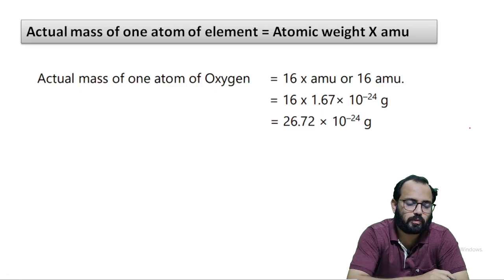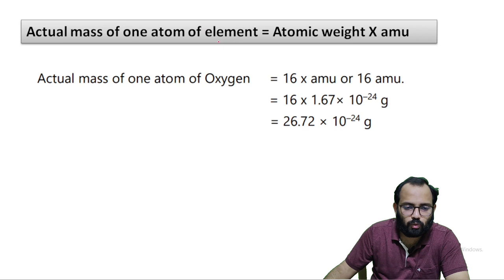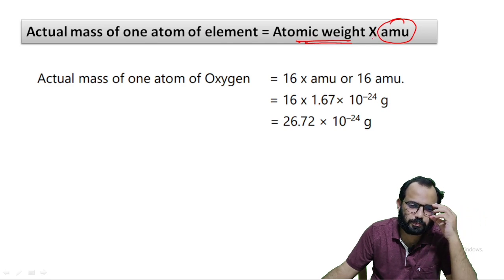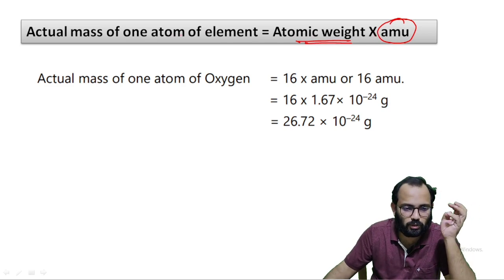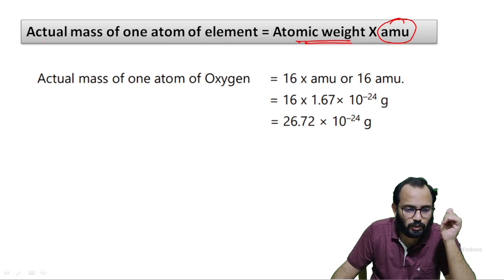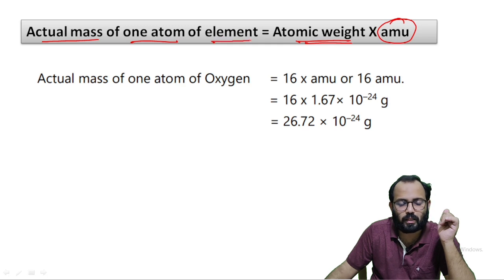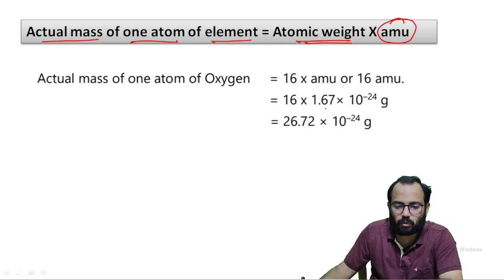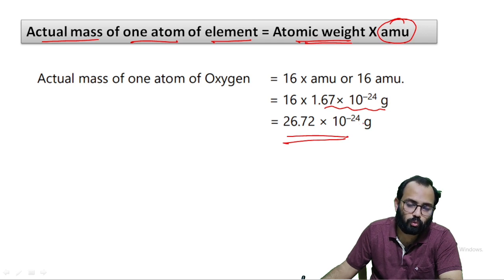You got the point? So we can write: actual mass of one atom of an element is equal to atomic weight into AMU. That is what you have to say. So for oxygen, 16 into 1.67 into 10 power minus 24, so 26.72 into 10 power minus 24 gram will be the actual mass of one oxygen atom.